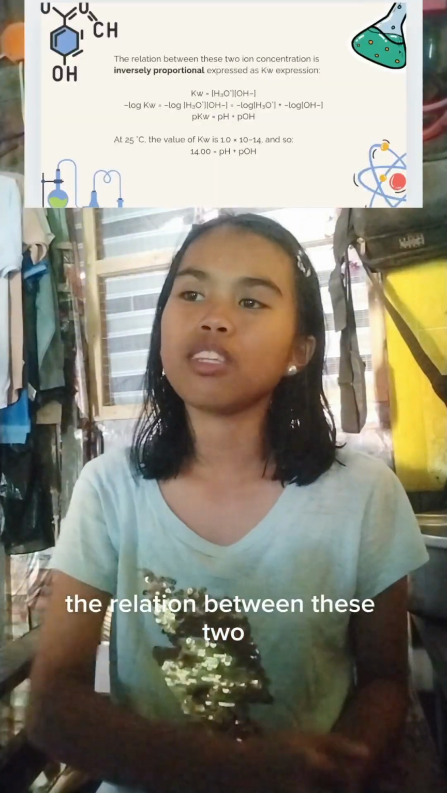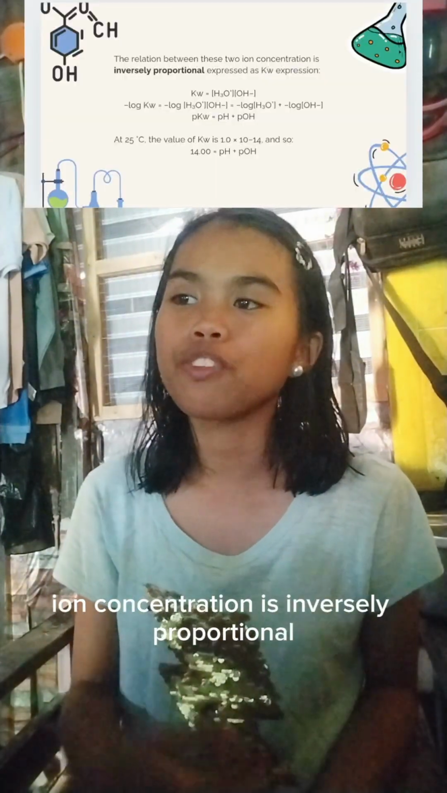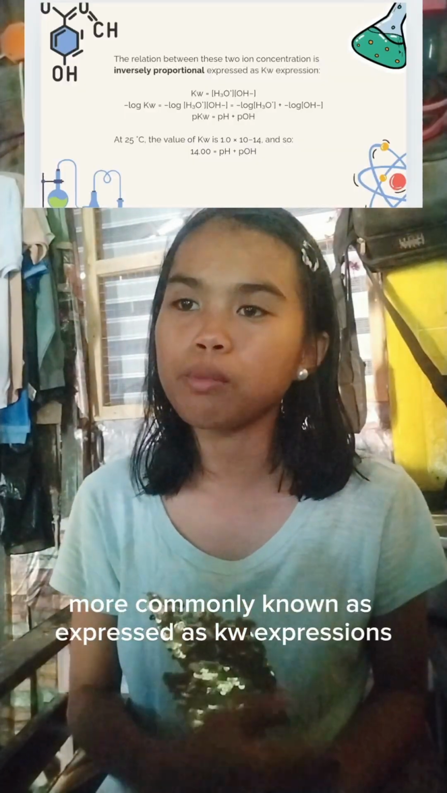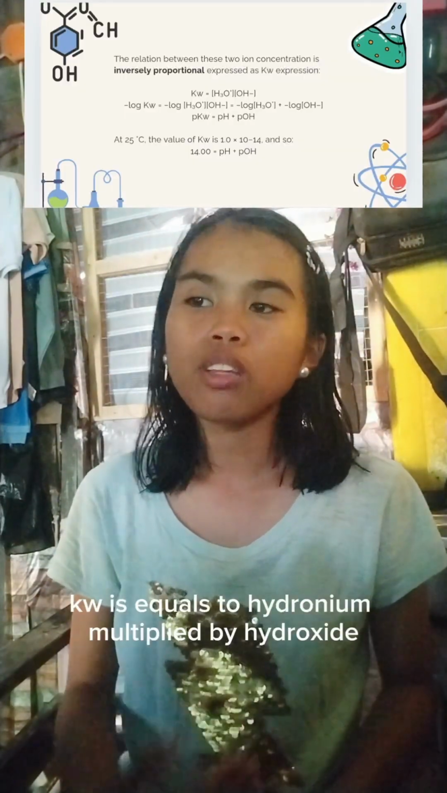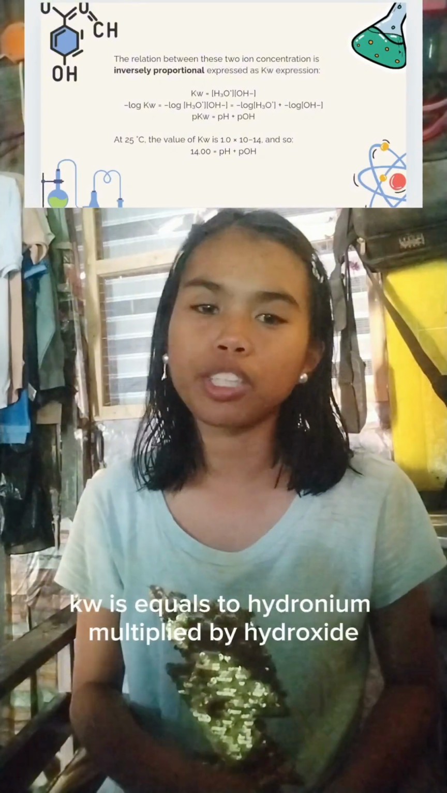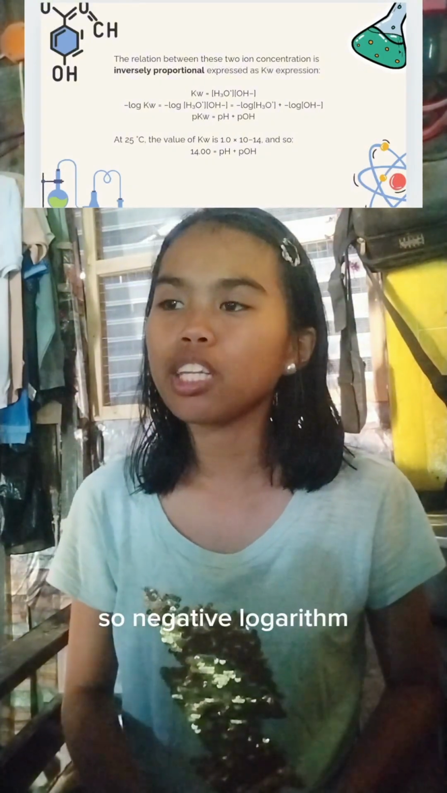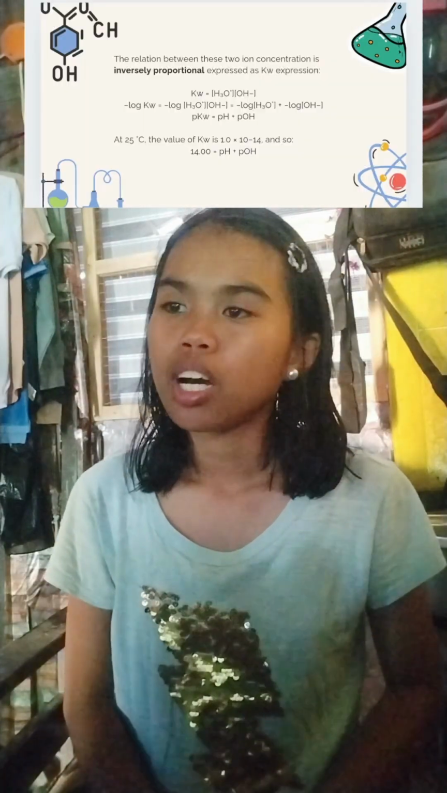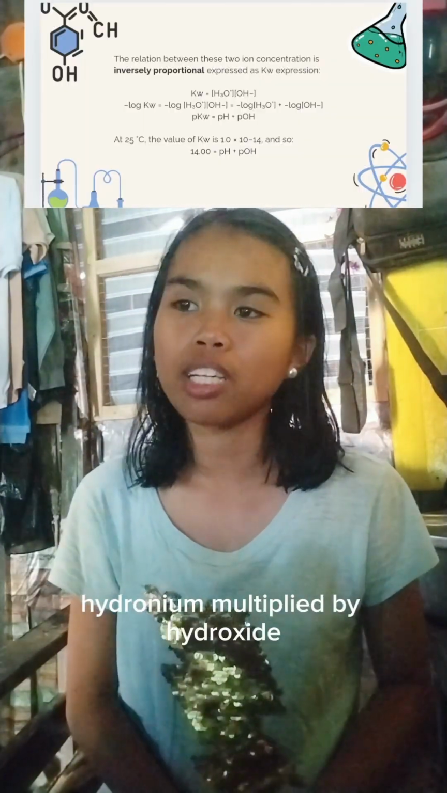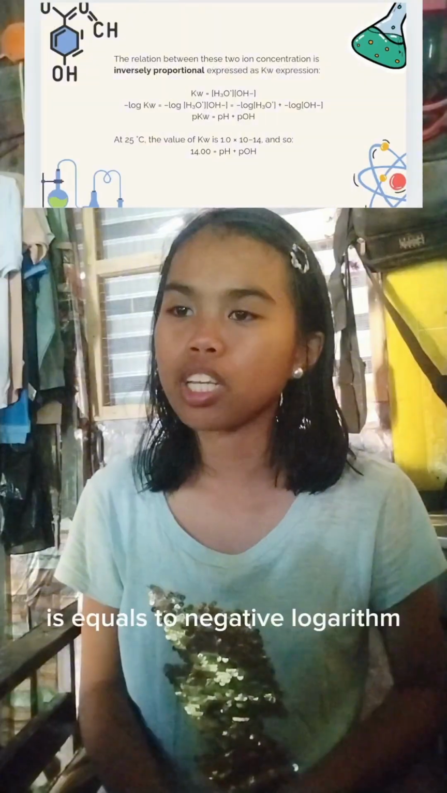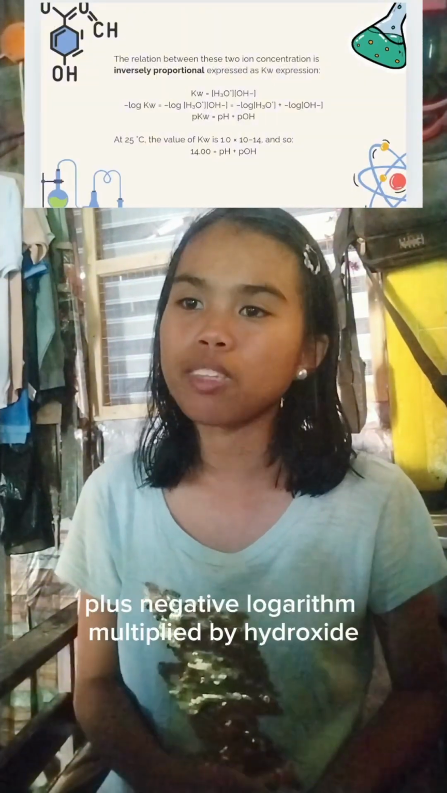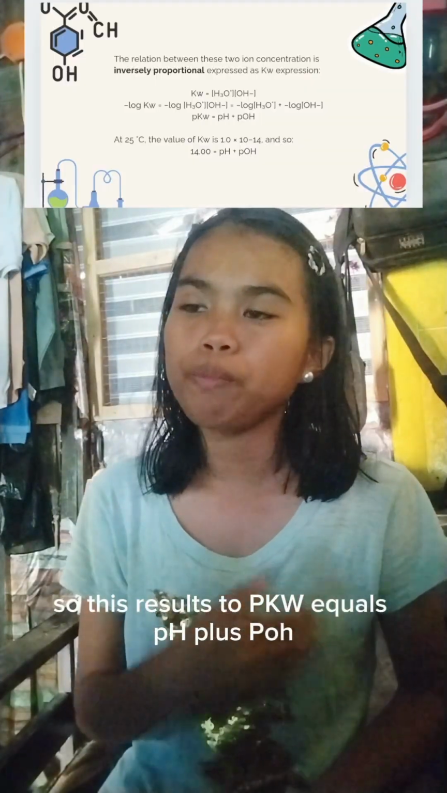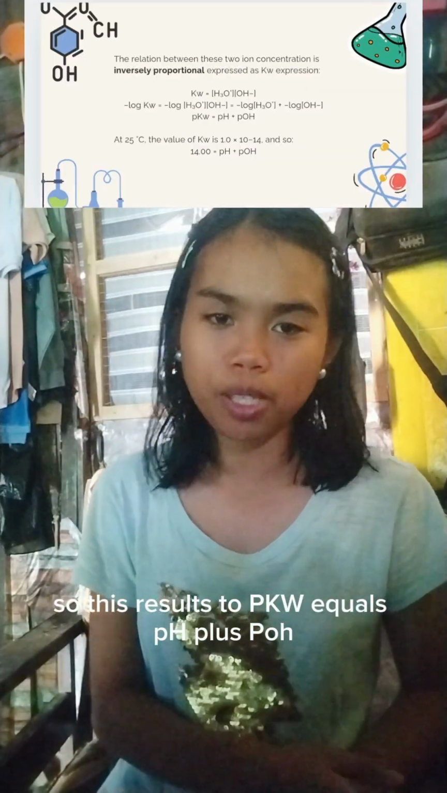The relation between these two ion concentrations is inversely proportional. That is why, as said earlier, it is expressed as the Kw expression. So, Kw is equal to hydronium multiplied by hydroxide. So, negative logarithm Kw is equal to negative logarithm of hydronium multiplied by hydroxide, which is equal to negative logarithm of hydronium plus negative logarithm of hydroxide. So this results in pKw equals pH plus pOH.